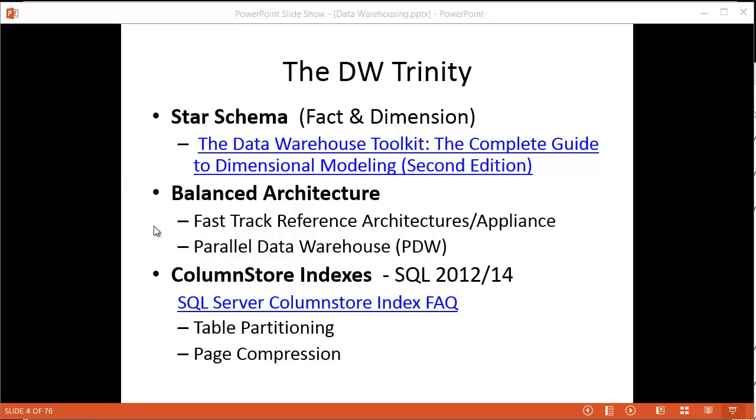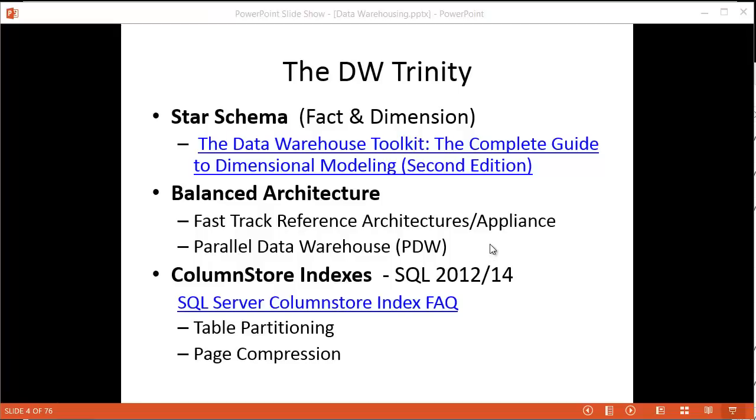The second point here is a balanced architecture. Now this refers to the actual hardware architecture to support a data warehouse workload. Again, there's great material published out there, and some of the material in my presentation comes from this. There are the Fast Track reference architectures, which are data warehouse specific best practices published by Microsoft and its hardware vendors as well. You can use these as guides to architecting your own hardware solution for a data warehouse.